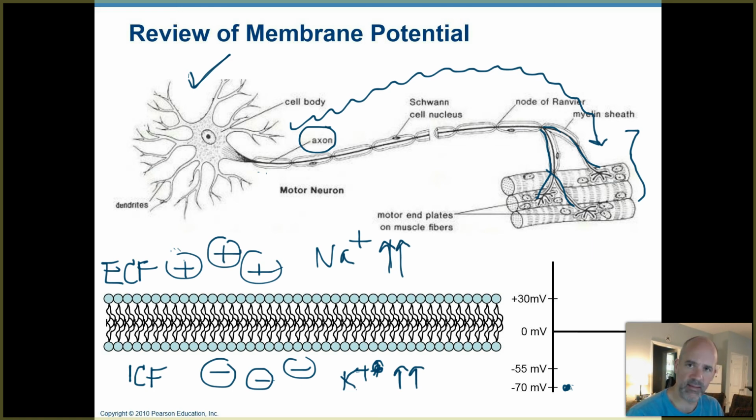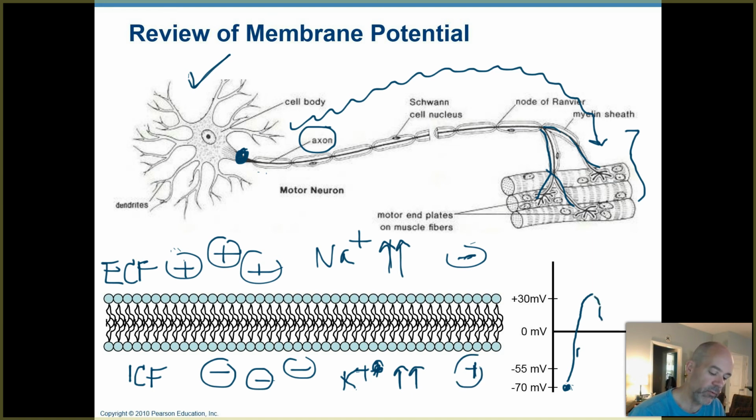And so what is this signal that we're going to have to send down the axon? That is called an action potential or a nerve impulse. An action potential means that along a local area of the membrane, we're going to temporarily flip. We're going to go from minus 70 millivolts up to plus 30 millivolts. So temporarily, the ECF is going to become more negatively charged than the ICF. We're going to do a flip-flop.